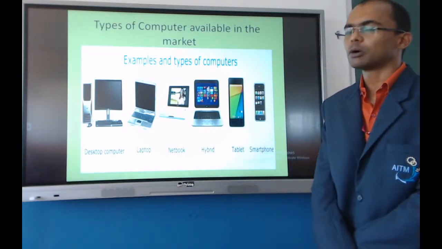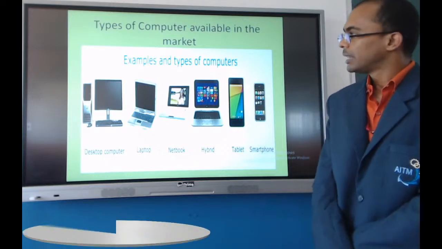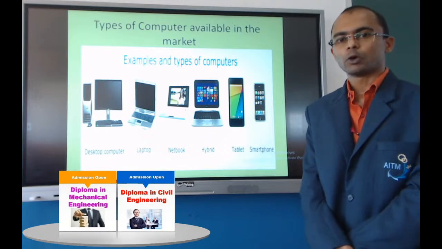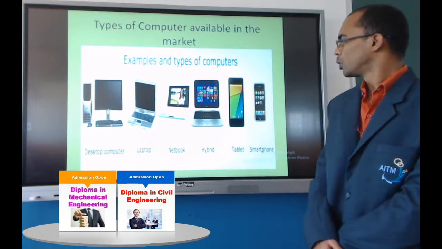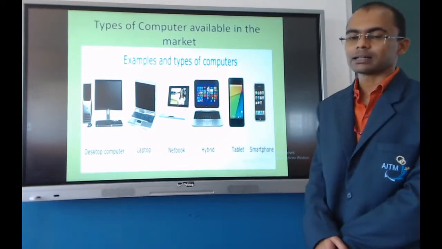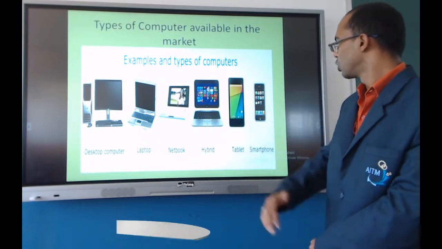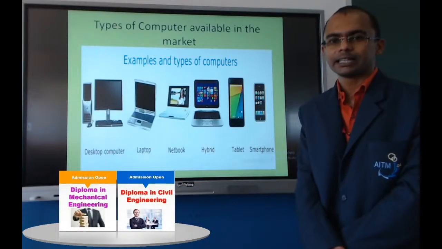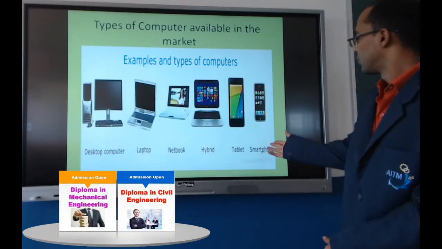Now, the types of computers available in the market. Generally, we had a desktop computer initially, then afterwards it was modified into a laptop. The laptop was then modified into a notebook. The notebook was then modified into a hybrid that consists of the laptop as well as the notebook, the tablet, also known as the smartphones that we use these days, and the smartphone.